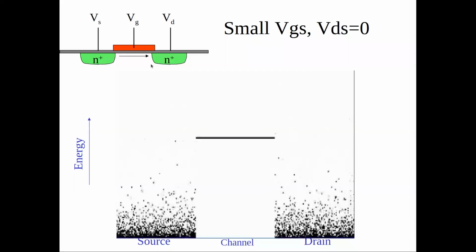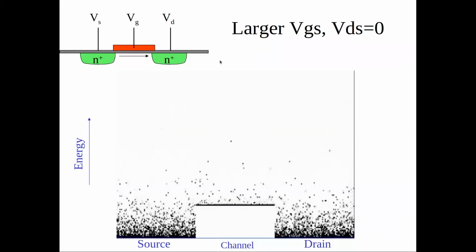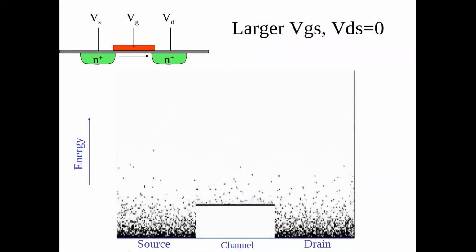Now, if we have a larger VGS, but still with zero differential voltage between the source and the drain, you decrease the barrier. So on average, there will be more electrons flowing across the barrier, but the flows are going to cancel each other out again because there is basically the same concentration left and right. So the net current, if you're just measuring current with an ammeter through this device, you're going to measure zero, even though there will actually be electrons going back and forth from left to right and right to left.